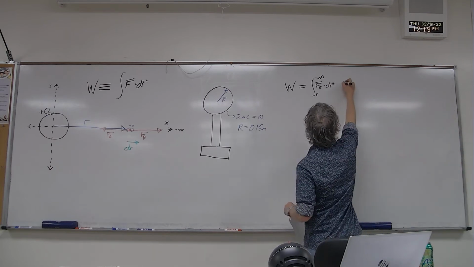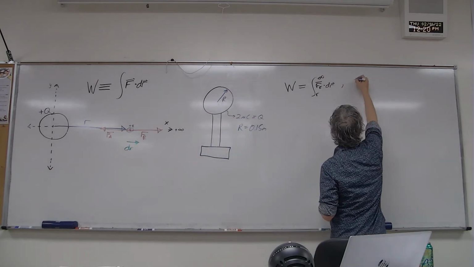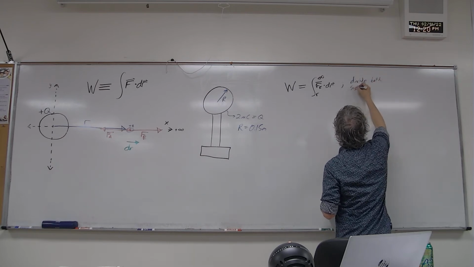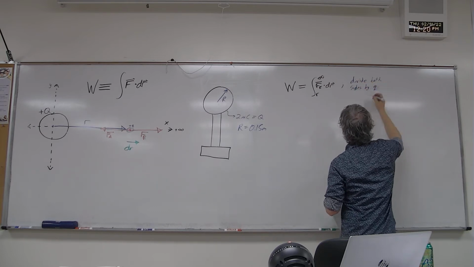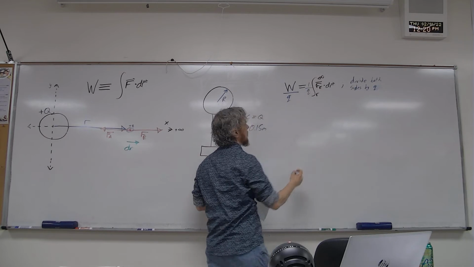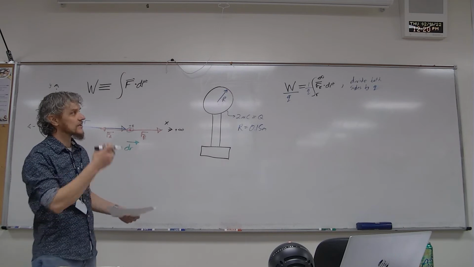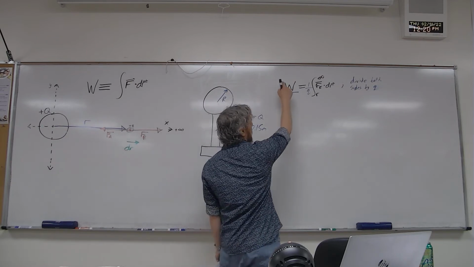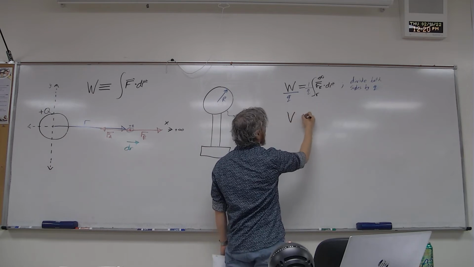And then, because I can do anything I want as long as I do it to both sides, I'm going to divide both sides by little q. So I divide this side by little q, and I divide that side by little q. It doesn't matter what its actual charge is, but I'm going to make sure it's constant, so I'm going to stick it inside the integral. Okay. But what's work per unit charge? What's the name for that again? The voltage, or the electric potential.